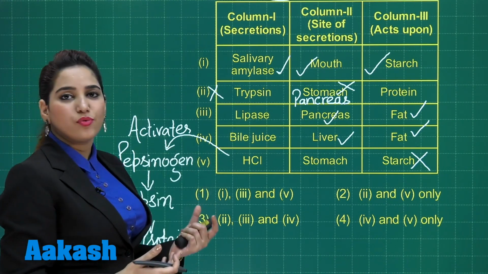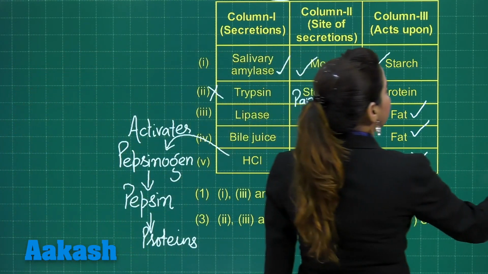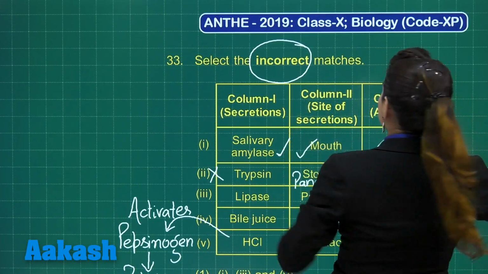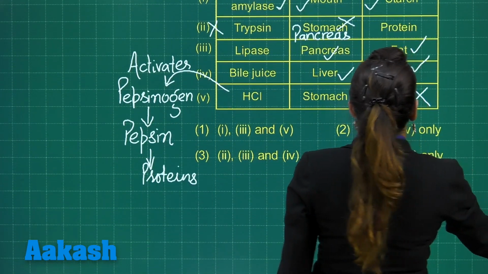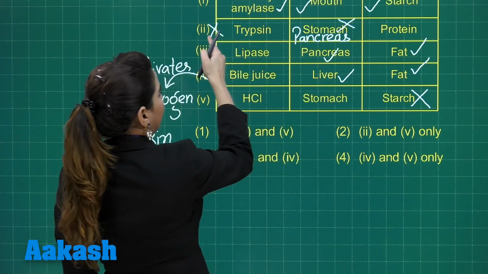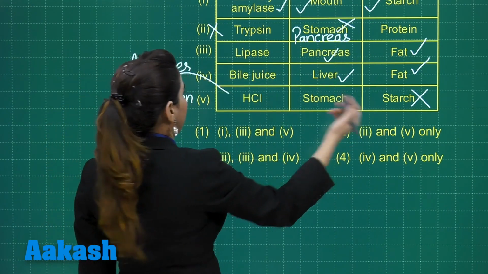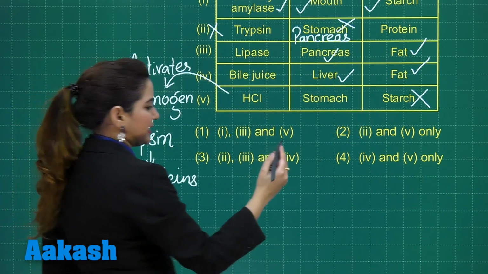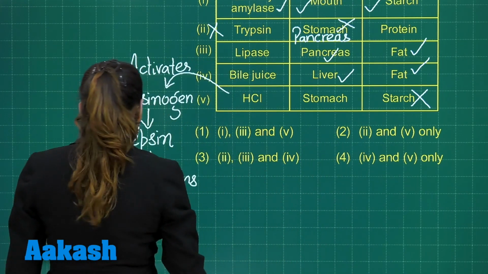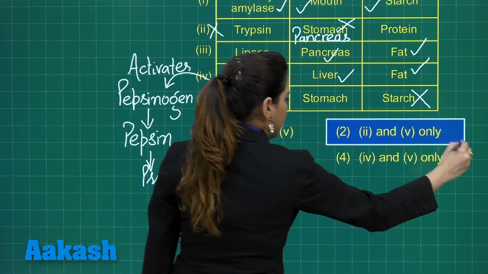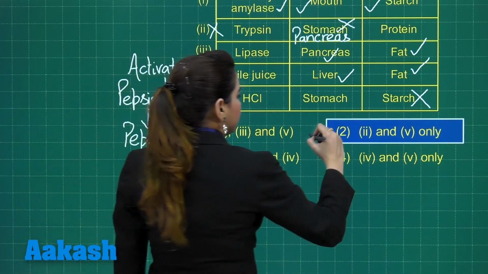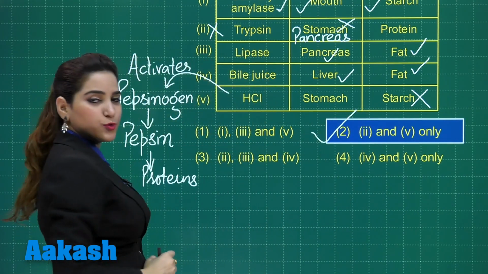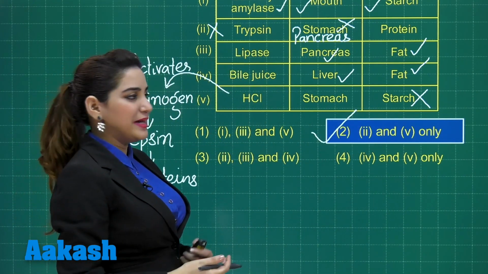Now, what was asked in this question? We were asked to see the incorrect matches. So incorrect matches are which one? This one, second is incorrect, and the last one, fifth, is incorrect. So second and fifth, which is option number 2. Let's also tick mark the right option, option 2. Now let us proceed to our next question here.